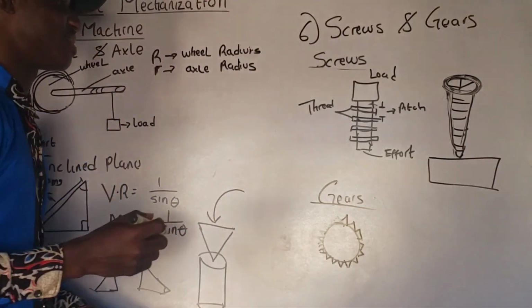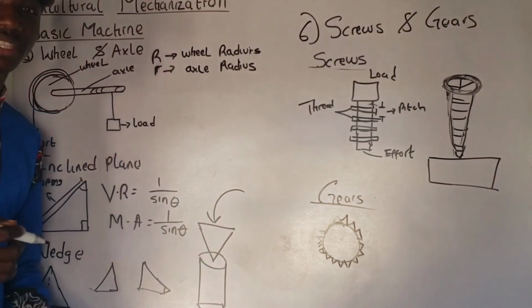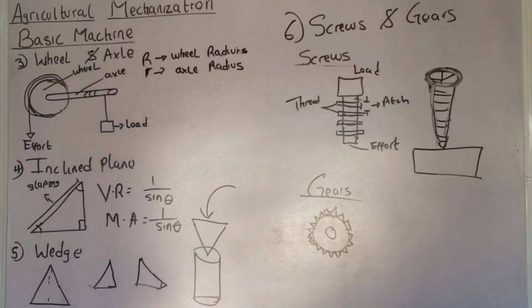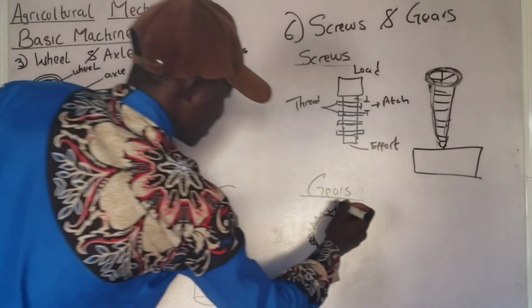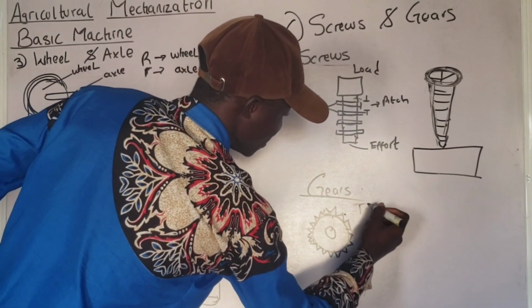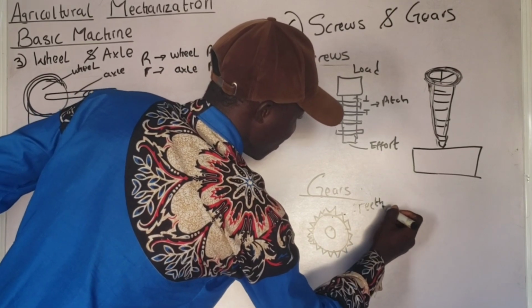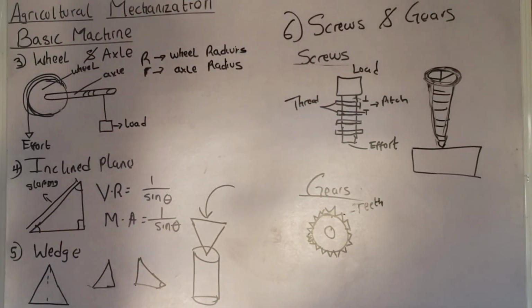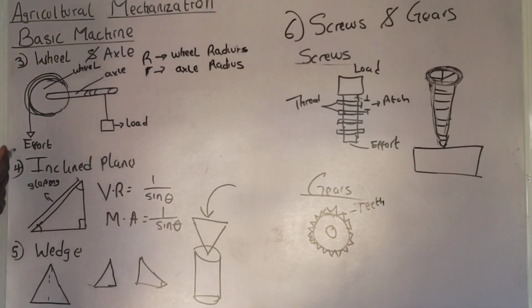This is a typical example of a gear. You see, these are the teeth of the gear. Do you understand? Now, please pay attention. I want to show you how we use this gear.